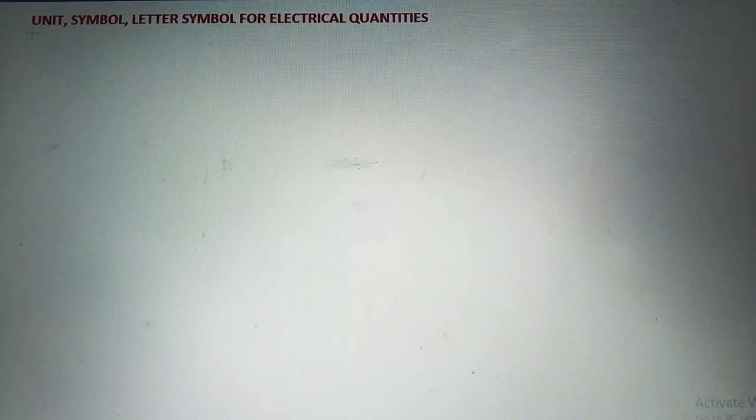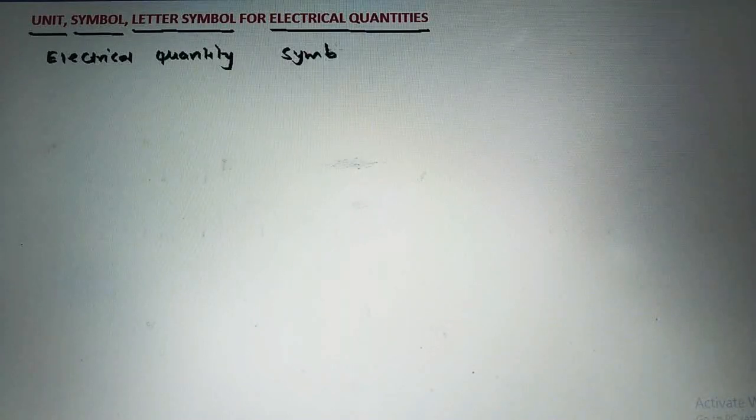Next we will see the unit symbol and letter symbol for electrical quantities. In this we have to see the unit symbol and letter symbol for different electrical quantities. So first we will write here the electrical quantity, next we will write here symbol, then we will write here a letter symbol, and after that we will write here unit.